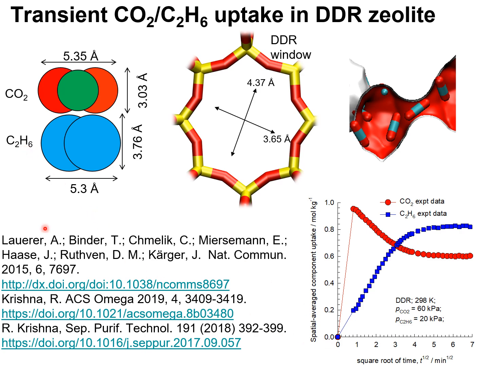The experimental data from this publication shows that the transient uptake exhibits an overshoot in the loading of CO2 before it equilibrates to a value of 0.6 moles per kilogram. Ethane is the most strongly adsorbed component, but has a lower diffusivity. Its approach to thermodynamic equilibrium is monotonous.